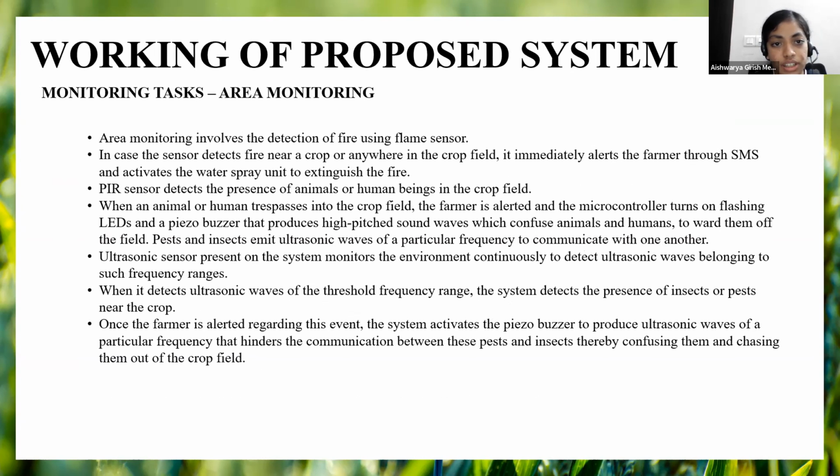And lastly, we have the area monitoring task. In area monitoring, the first thing that we do is the detection of fire using a flame sensor. So if it detects fire, it immediately alerts the farmer and also tries to extinguish the fire using the spraying unit. And the PIR sensor is used to detect the presence of any animals or human beings that may have trespassed into the crop field. And other than that, they are also using ultrasonic sensors to detect the presence of any insects near the crops. So it mainly analyzes the communication that occurs between these insects, and it activates a piezo buzzer to hinder the communication to try and ward them off.